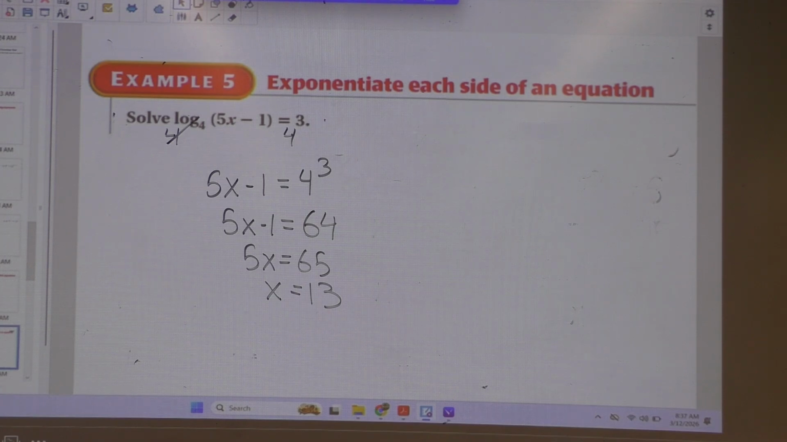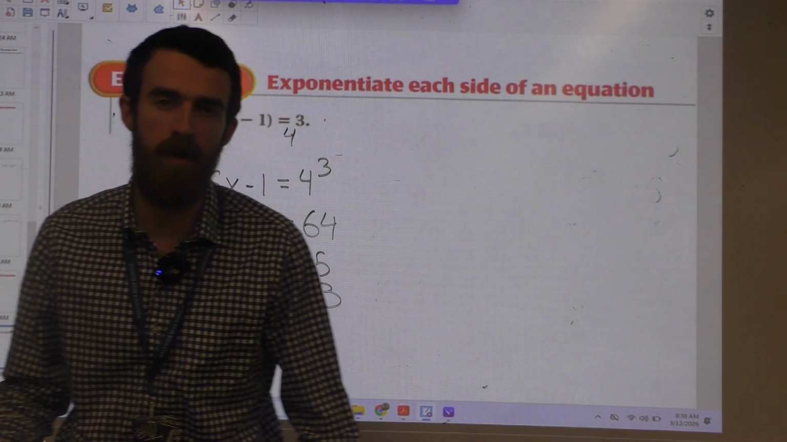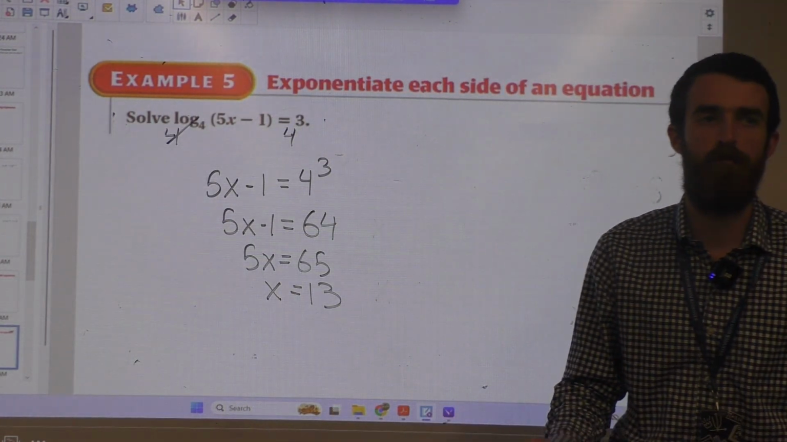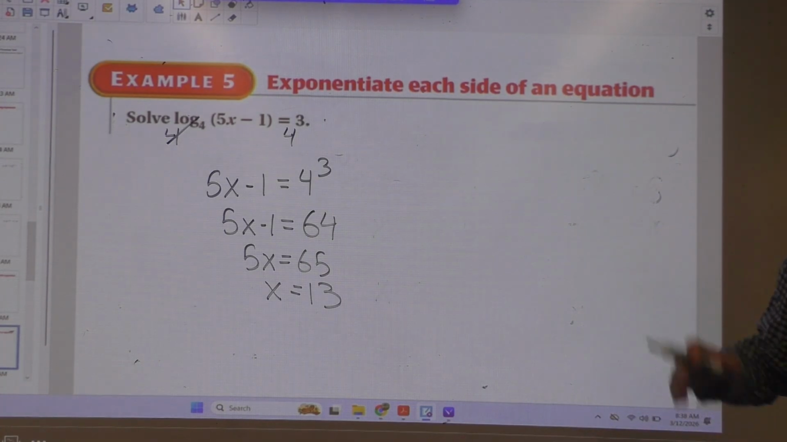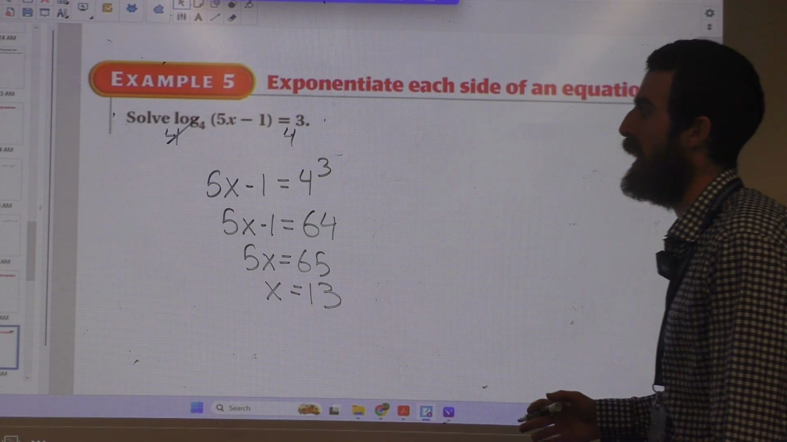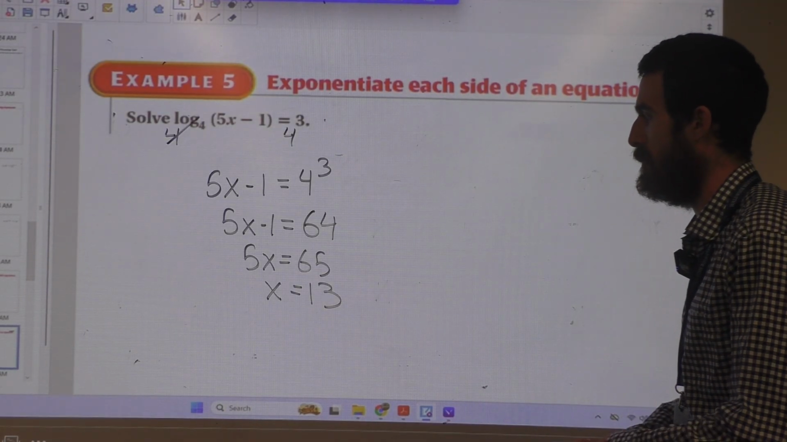Not so bad. It's just like squaring both sides of an equation once you've isolated the radical. I've isolated the log, and I don't square or raise to the fourth. I raise 4 to the power of that side, and it will cancel out the logarithm.